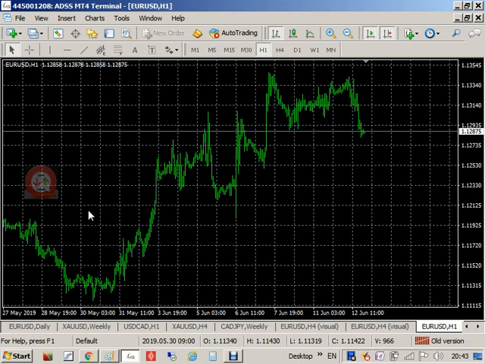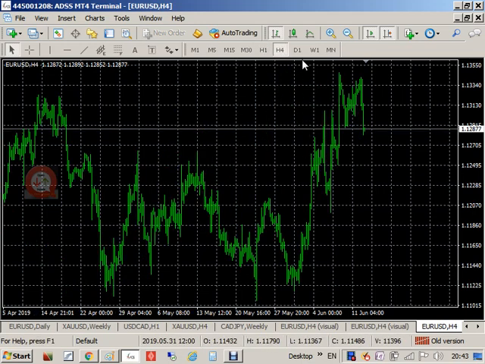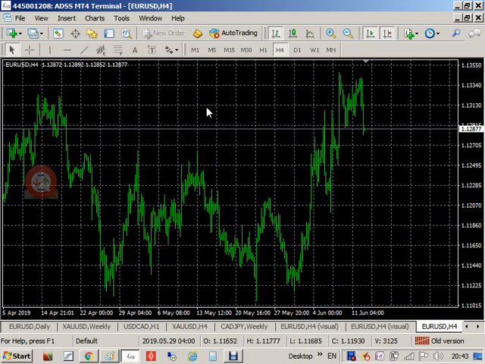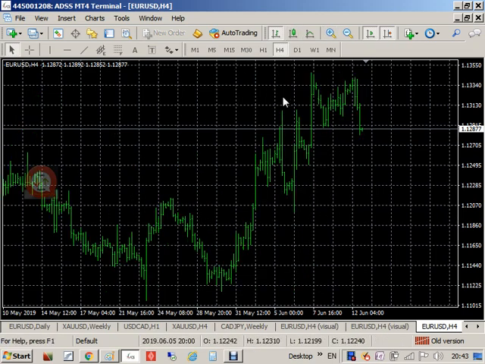This is the Euro US dollar, the basic currency in the market. It is 30 minutes, 1 hour, 4 hours, daily, and so on. So let's do something here. We want to make this chart look nicer than this one.